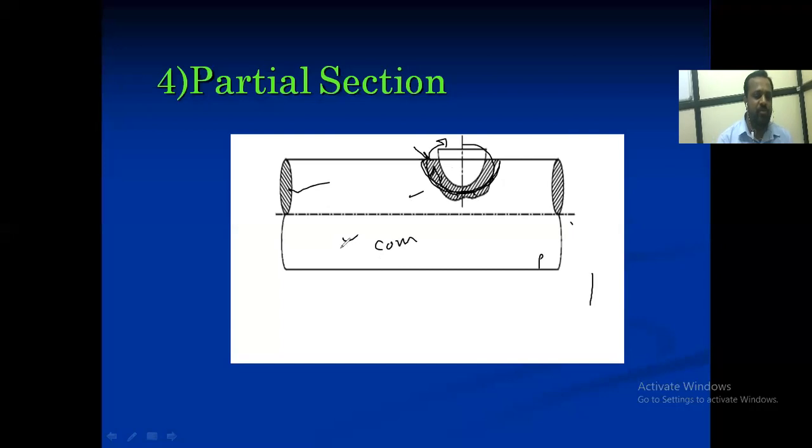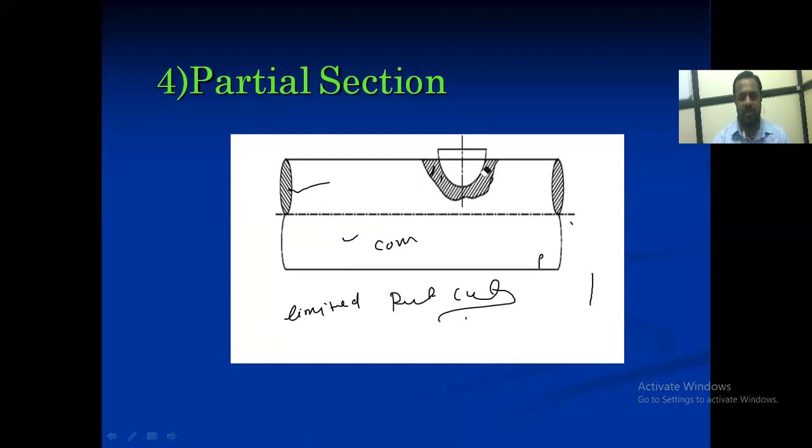Means here we have to remember only a limited part is going to be cut. Only a limited or important part is going to be cut here. This is called the partial section. Now see, these are simple. If such a type of figure is there, and only that much part is shown in hatching lines, that time you have to remember this is the partial section.